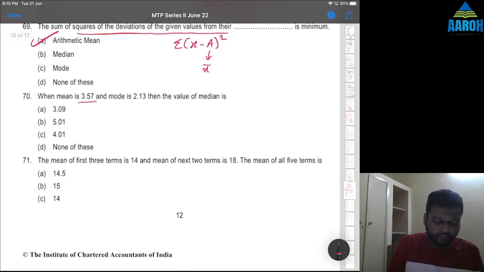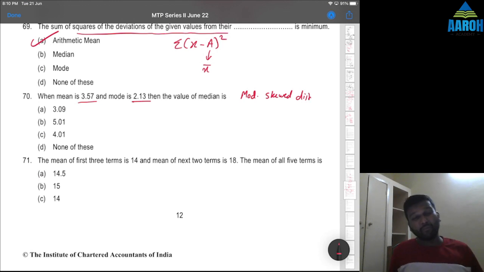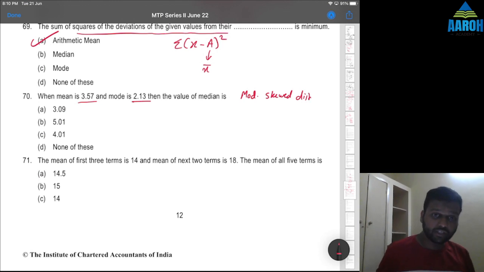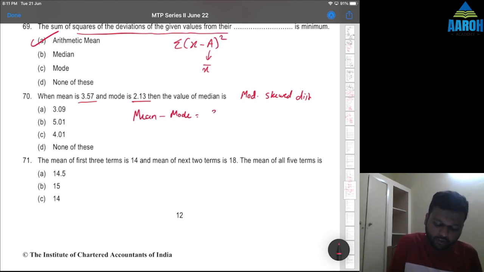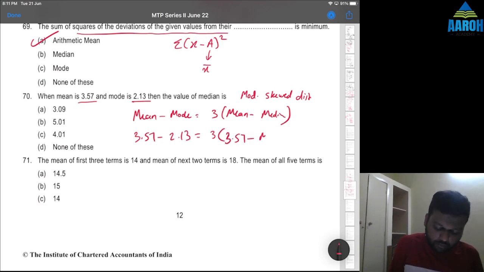When mean is 3.57 and mode is 2.13, then the value of median is. Now for this we have to use the empirical relationship between mean, median, mode. Ideally they should give that this is a moderately skewed distribution. The empirical relationship is there only for a moderately skewed distribution, and it is empirical, not mathematical, so it is not an exact relationship. But fine, we have only that much, so let's solve. What is the empirical relationship? Mean minus mode is equal to 3 times (mean minus median). So 3.57 minus 2.13 is equal to 3 into (3.57 minus median).